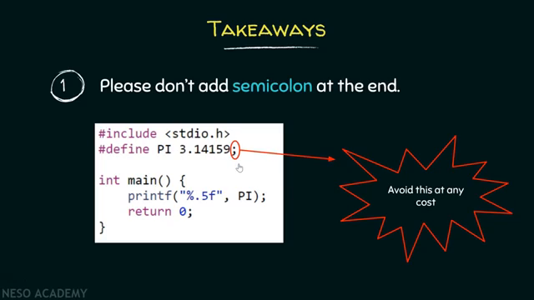This is a common practice and a common mistake we make almost all the time, because we usually end our statements with a semicolon, like the printf function, which we end with a semicolon. After return 0, we end with a semicolon. But here we are not going to add a semicolon at the end. We need to avoid this.